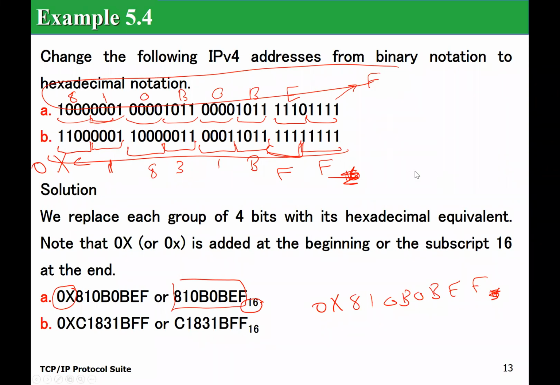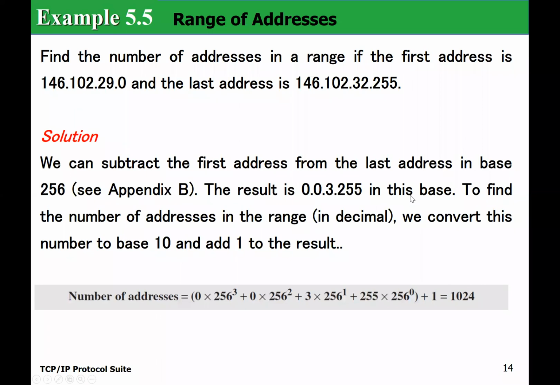So that's one of the exam questions. Now, that's another example. Find the number of addresses in the range where the first address is this, and the last address is this number. I'll give you a range, telling you the first IP address and the last IP address. Then I will ask you how many addresses we have there, how many computers I can connect.